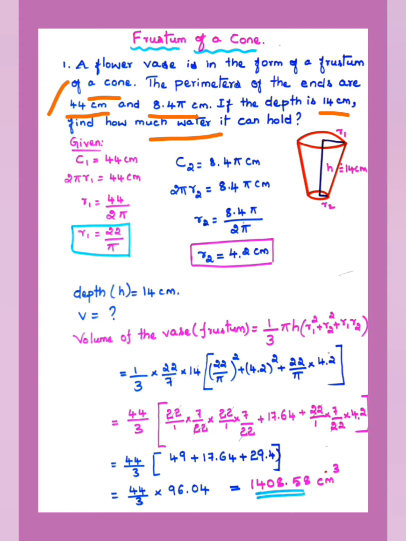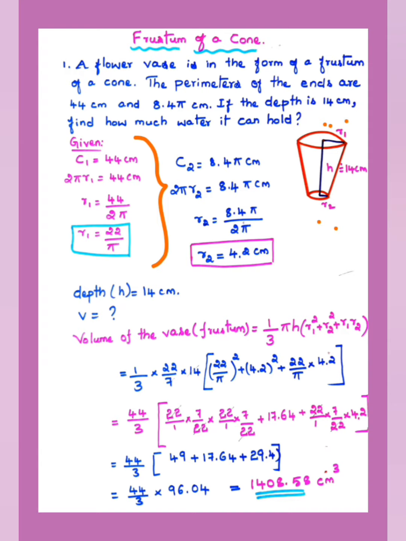So here, as I told, the bigger circle with the large circumference, you can take as R1, radius of the first one, and this you can take as R2, radius of the smaller circle, and height is given as depth. Depth is nothing but height, 14 centimeter, and the perimeters are given for these two circles. Perimeters of the ends are 44 and 8.4 pi centimeter. The first one you can take as 44, and this you can take as 8.4 pi, hence you can take as R1 and R2 respectively. Therefore you can list out the given.